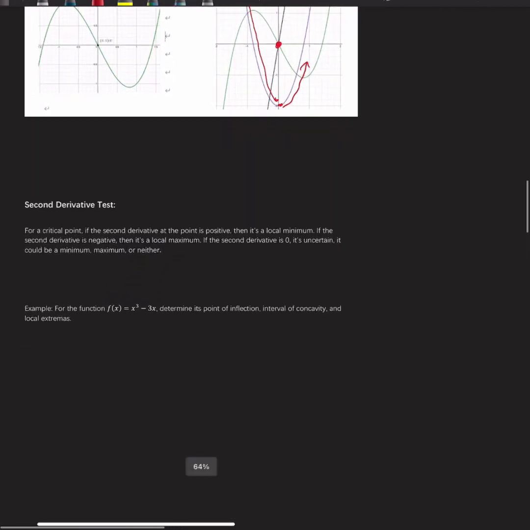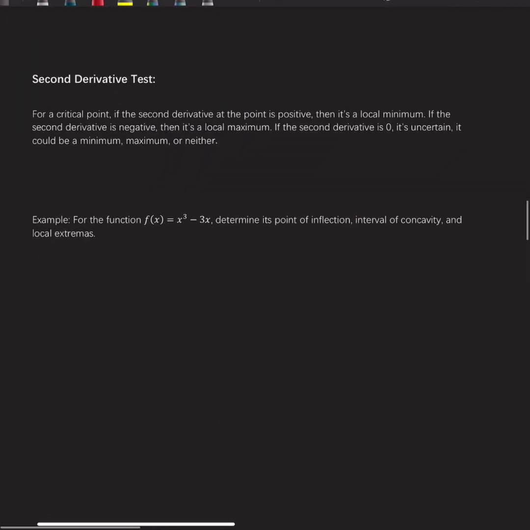Okay, let's talk about the second derivative test. For a critical point, if the second derivative at a point is positive, then it must be a local minimum. And if the second derivative is negative, then it must be a local maximum. If the second derivative is equal to 0, it's uncertain. It could be a minimum, maximum, or neither.